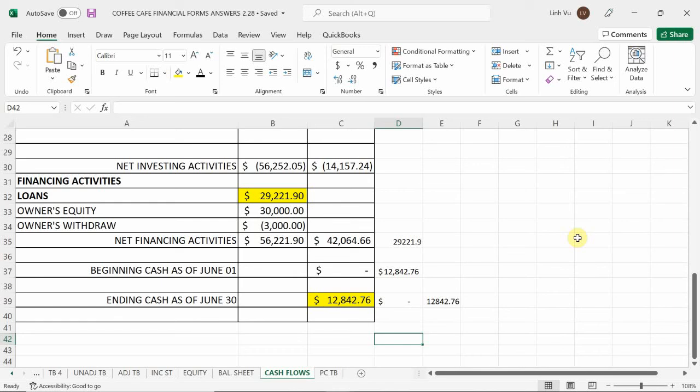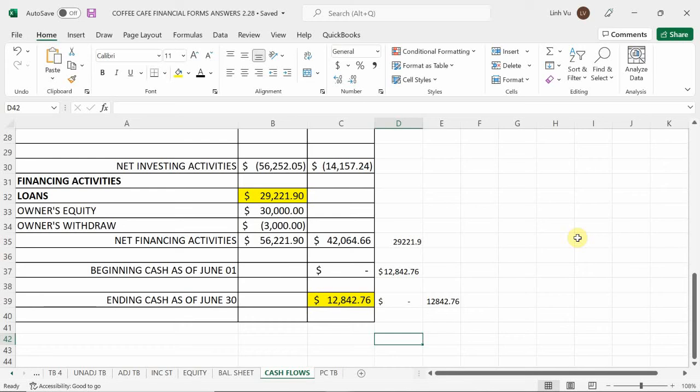All right, so now let's finish up Coffee Cafe. Now, in this case, even if your statement of cash flows does not match or pan out evenly, that's okay. Again, it doesn't really affect the next step at all, because once you complete the first main three, you're pretty much good to go.